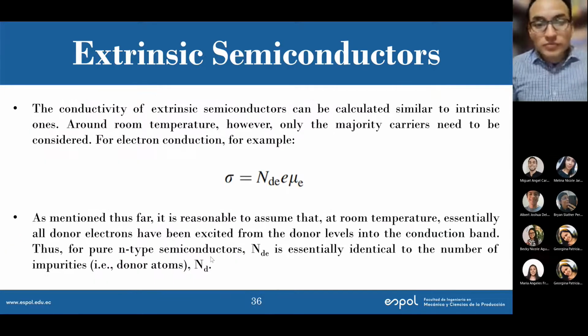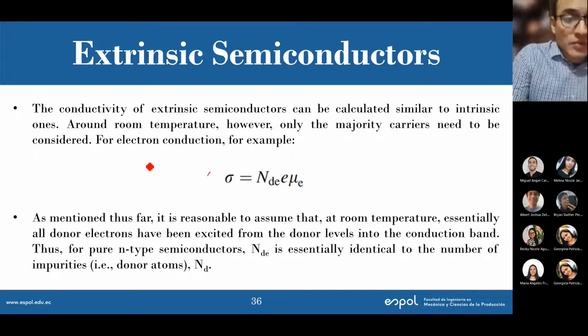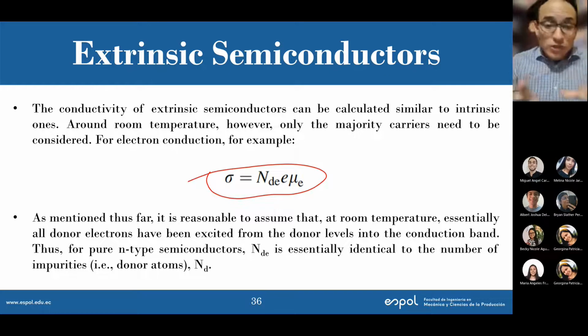So the conductivity of an extrinsic semiconductor will be basically the same, or I can calculate it the same way as that for an intrinsic one. Right? The thing is that if I'm considering only room temperature, then I need to consider only the majority carriers. So that means, for example, conductivity, same equations: n, e, and mu.